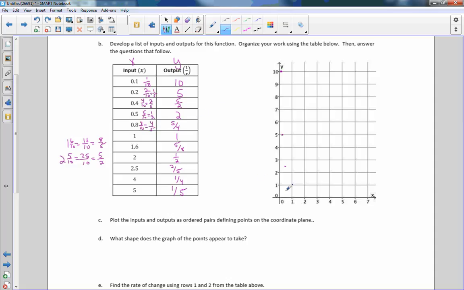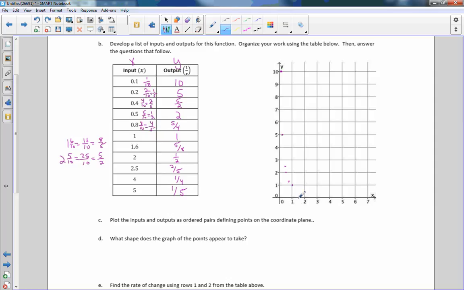1/2, 2. So if I go over 1/2, I go up 2. I'm right about here. And then I go to 0.8. And up 1 1/4 is about here. This is tough to graph, but we do see what's going to start happening. And at 1, I'm at 1. So here it is. Now I can really start to see some turning.